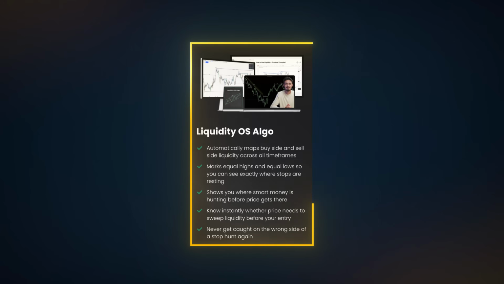And then there's the liquidity indicator. This automatically maps every important buy side and sell side liquidity level on your chart. You can see exactly where smart money is hunting. Again, already done for you. And then there's the fair value gap indicator. Every imbalance in price plotted automatically across every time frame. You never have to manually hunt for fair value gaps again.